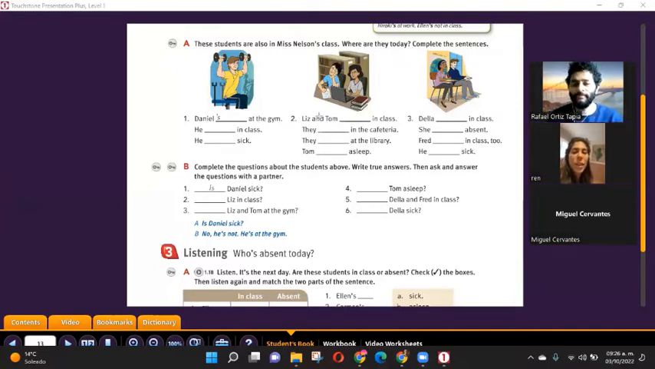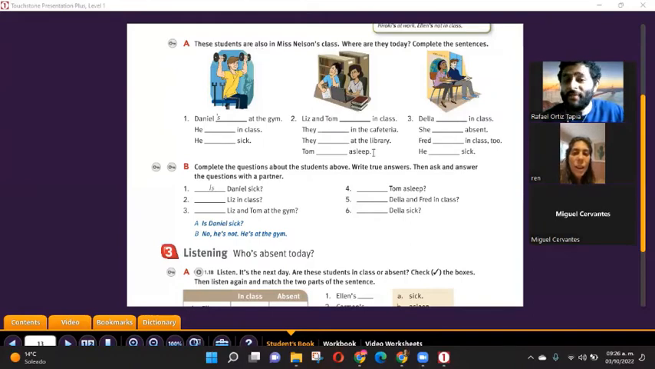Okay, so they are in the cafeteria. Exactly. They are in the library. They are at the library. So that's a good question that arises there: why at and not in? Very good question. ¿Por qué at? Ahí la pregunta es ¿por qué at y no in? Si yo quiero decir, pues están en la library.